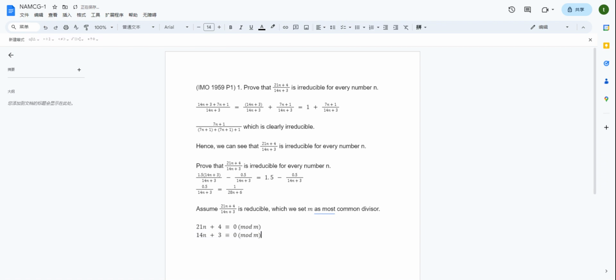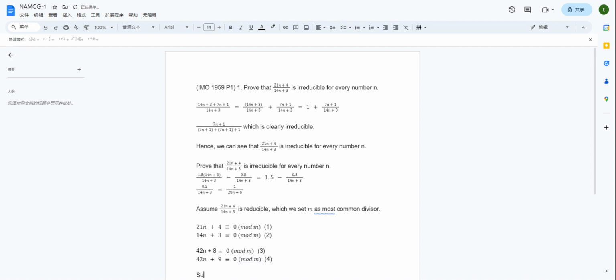And then you multiply equation 2 by a factor of 3 and multiply equation 1 by a factor of 2. You're able to get the following, which is 0 mod m. And then what you can do here is that for this part, you multiply it by 3, which is 0 mod m. So in this case, this one generates a 0 mod m as well.